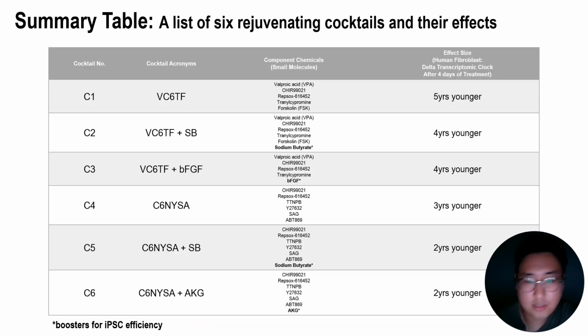They've tested this with six cocktails, and it's essentially just two of them plus the boosters such as sodium butyrate, which can increase the pluripotency. And when they checked the transcriptomic age by machine learning, they only show that this compound, the VC6TF, was most effective with 5 years younger.